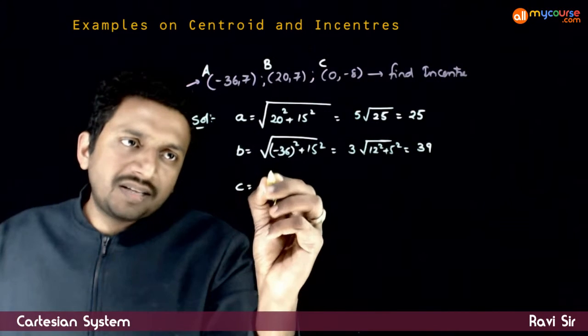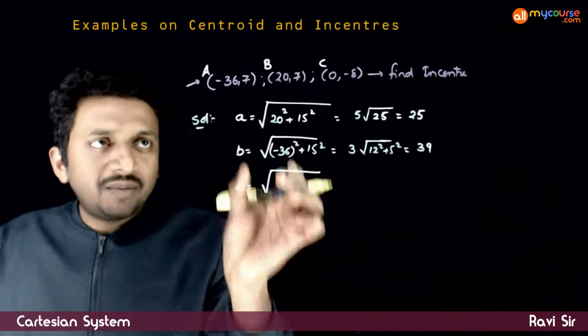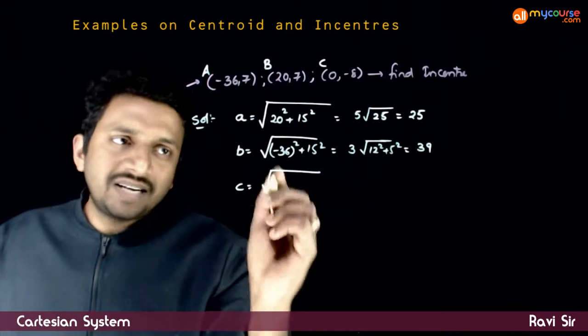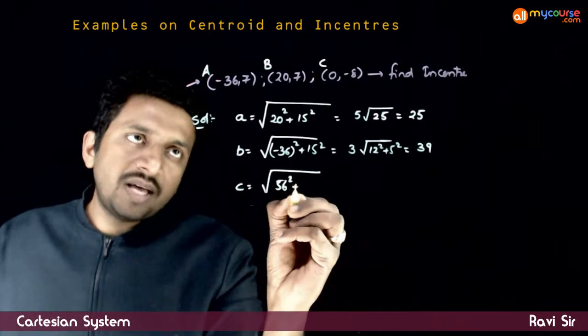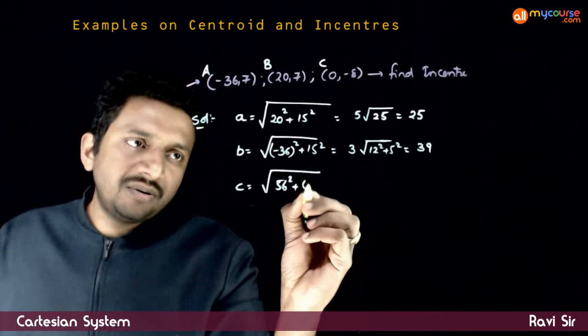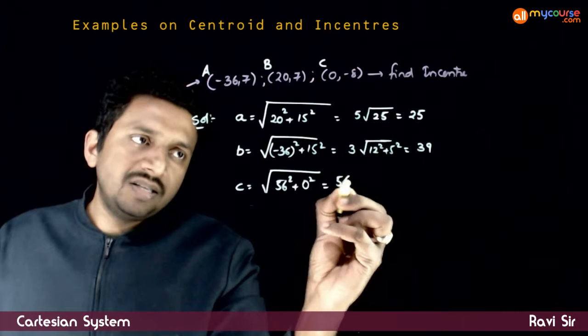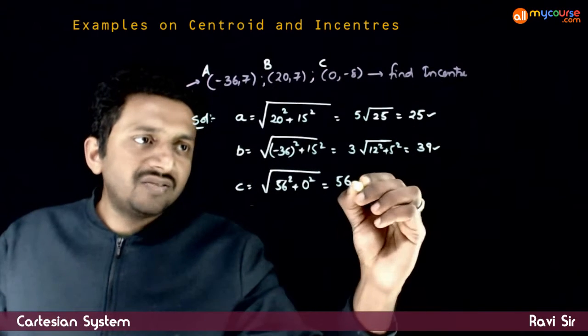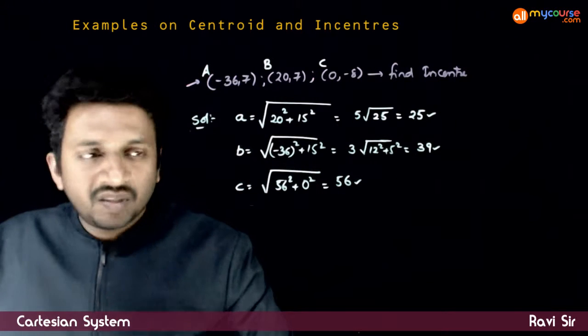Next, the side c is nothing but the distance between A and B. 20 plus 36, 56 square plus 7 minus 7 is 0, 0 square, which is equal to 56. So you got all the 3 sides a, b, c.